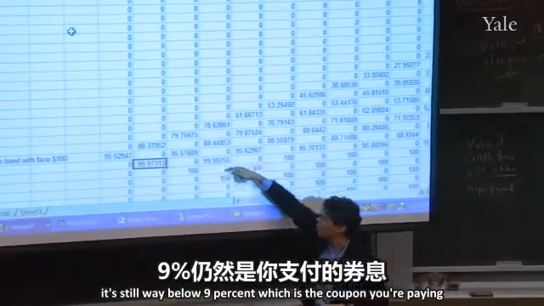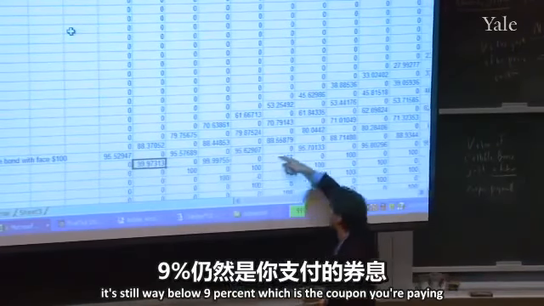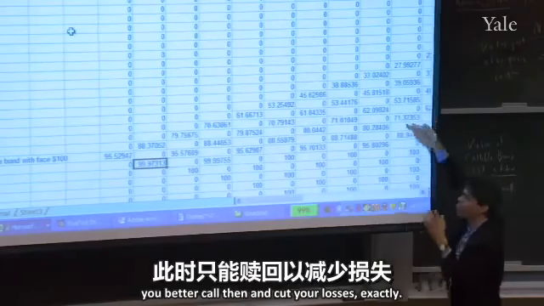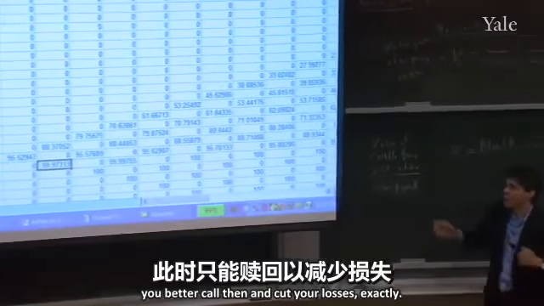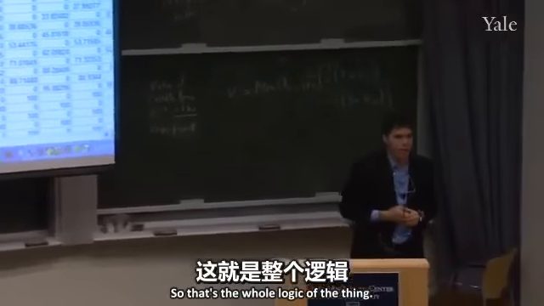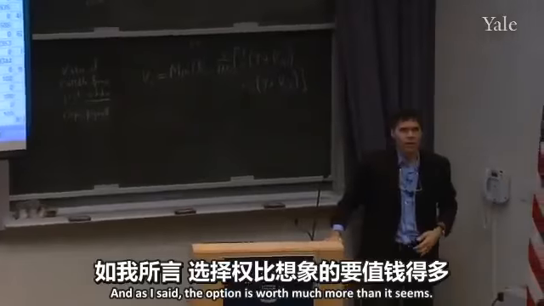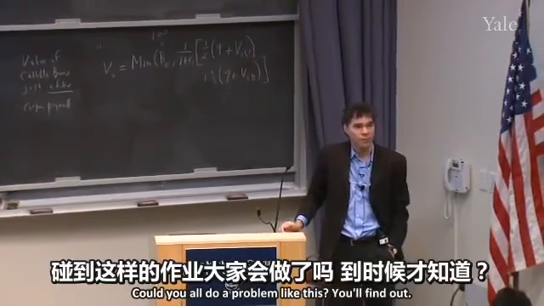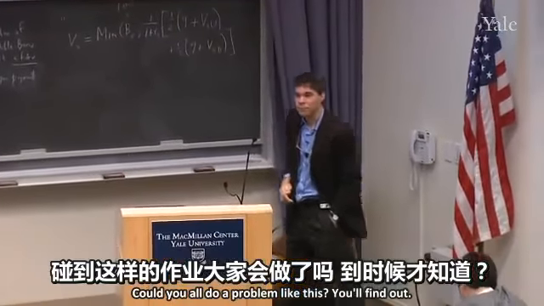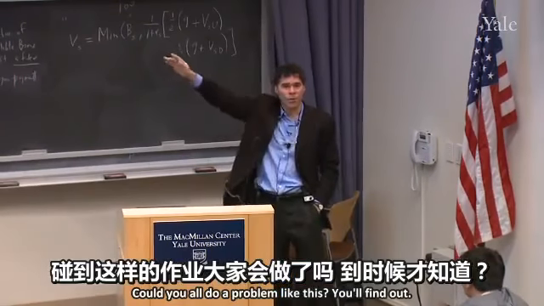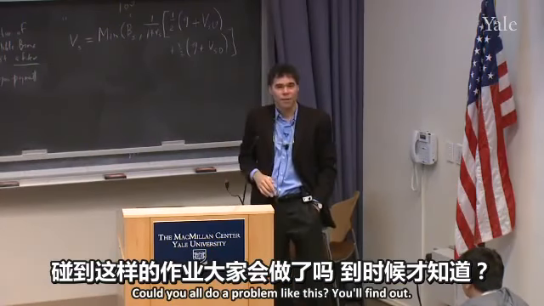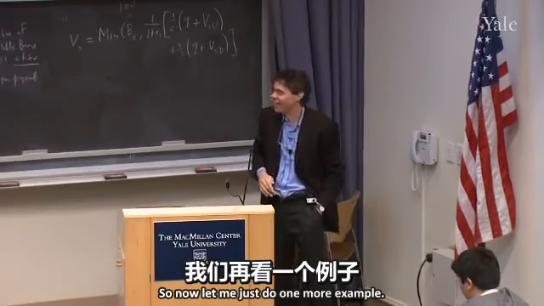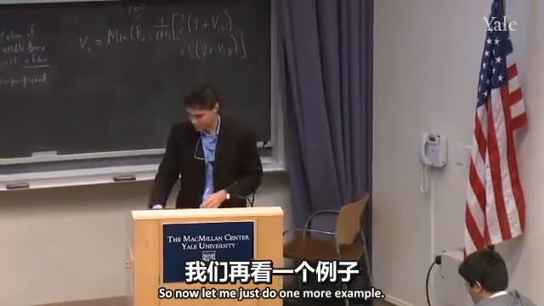But if you run out of time and things are here, the interest rate 6.8 is still way below 9%, which is the coupon you're paying, and you don't have much time for the interest rates to go back up, you better call then and cut your losses. Exactly. So that's the whole logic of the thing. Any questions about that? And as I said, the option's worth much more than it seems. Could you all do a problem like this? You'll find out.